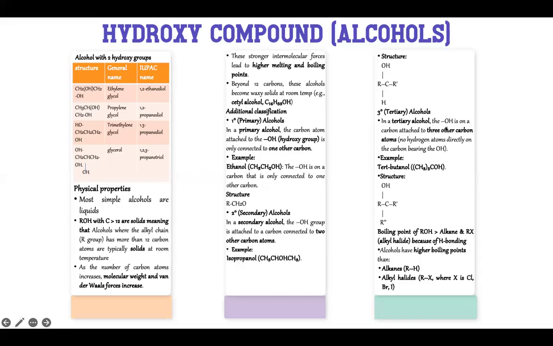In a tertiary alcohol, the -OH is on a carbon attached to three other carbon atoms and no hydrogen atom directly on the carbon bearing the OH. Example, we have tert-butanol, and the structure is shown below. For tert-butanol, the boiling point of ROH is greater than alkane and RX, alkyl halide, because of H bonding. Alcohols have higher boiling points than alkanes and alkyl halides, R-X, where X is chlorine, bromine, etc.